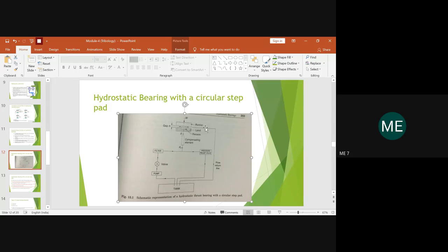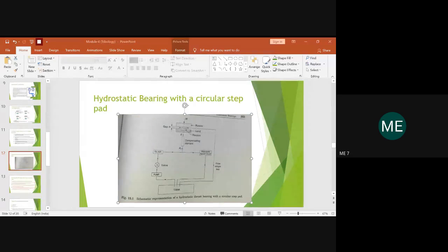So you'll be having a return line to return the oil which is squeezed out due to leakage. So that oil should not be wasted anywhere, and hence you have a return line which helps in transferring the oil back to the tank. So this is how a hydrostatic bearing works. Hope this is clear. Any doubts associated with this? No, ma'am. Yes.